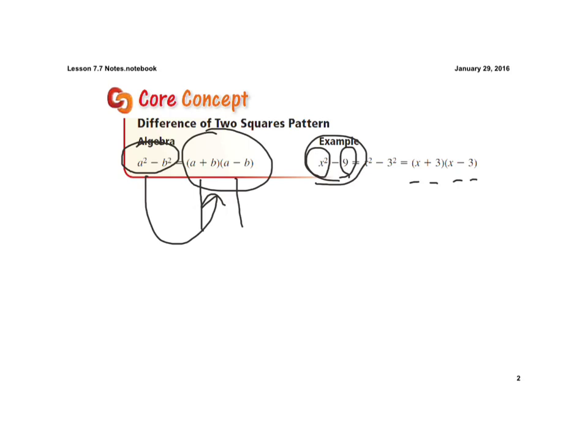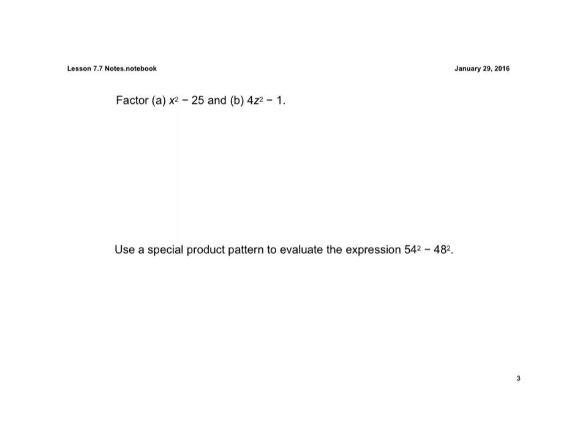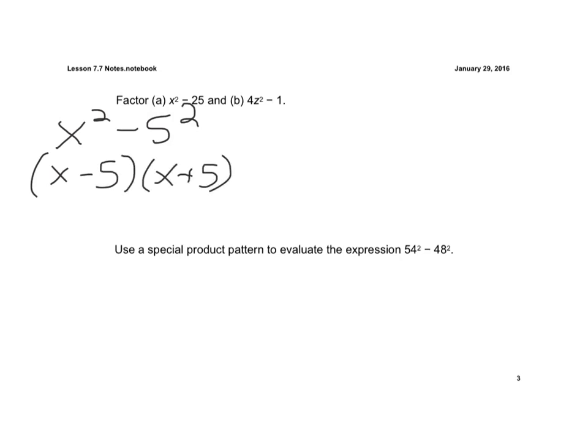The difference of two squares pattern is pretty simple, and it's pretty easy to recognize because, one, it must be a difference, and then both terms must be perfect squares. So if we look at these examples here, we have x squared minus 25. Well, x squared is a perfect square, and 25 is a perfect square. So we could rewrite that as x squared minus 5 squared, and now we just have x minus 5 times x plus 5. And now we're done.